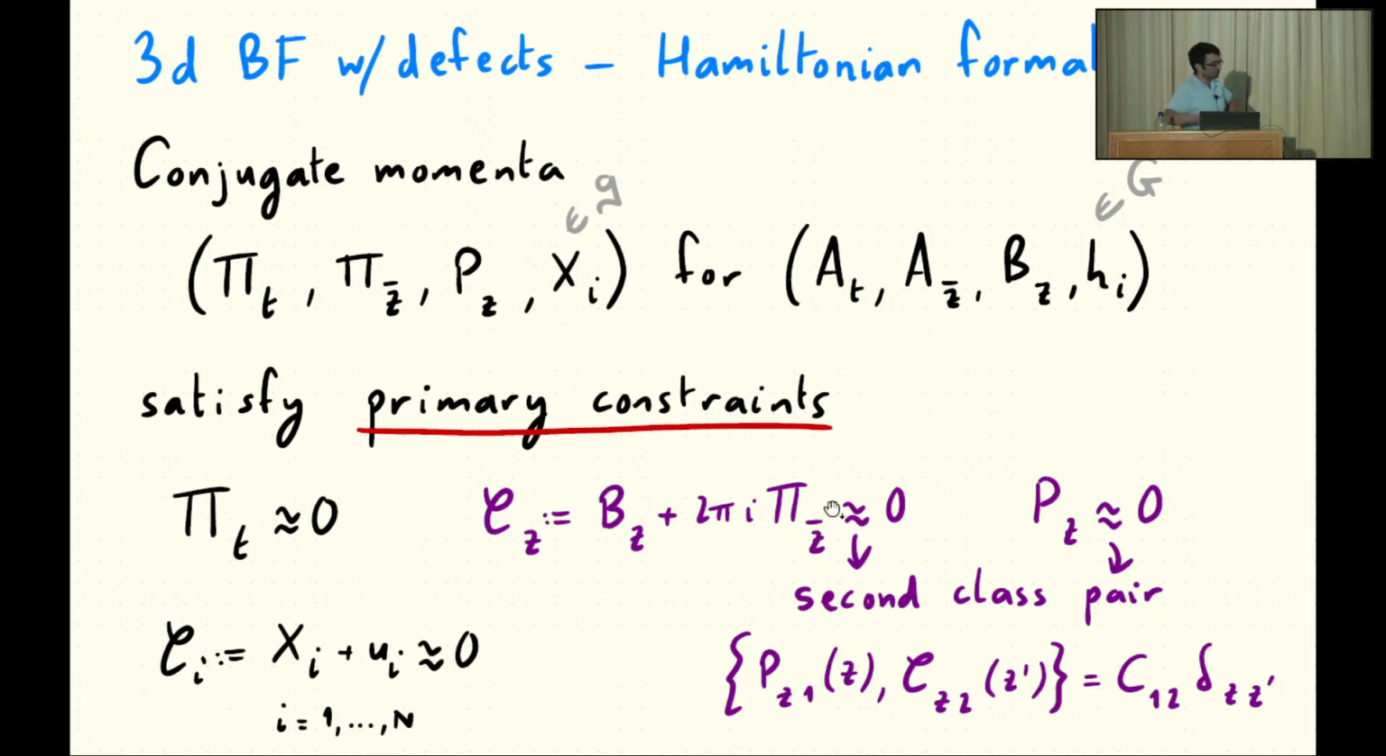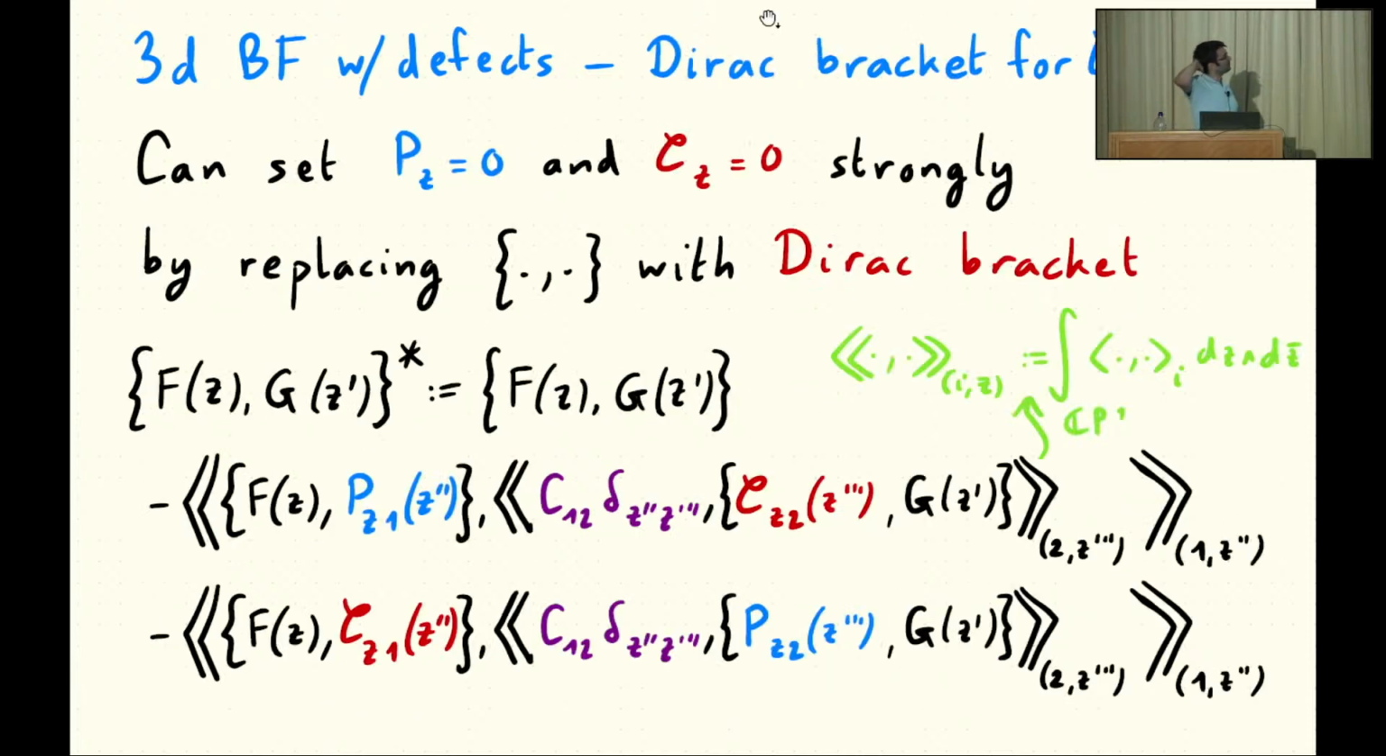We want to gauge fix and eliminate all the constraints. We can do this by replacing the Poisson bracket by the Dirac bracket. So we can fix P_z and C_z strongly to 0 by replacing the Poisson bracket by this modified bracket, which is the Dirac bracket. I've written it here explicitly, just if you've never seen it before.